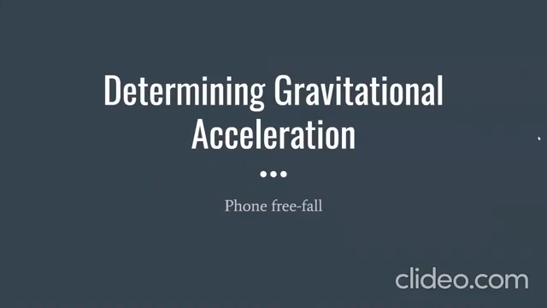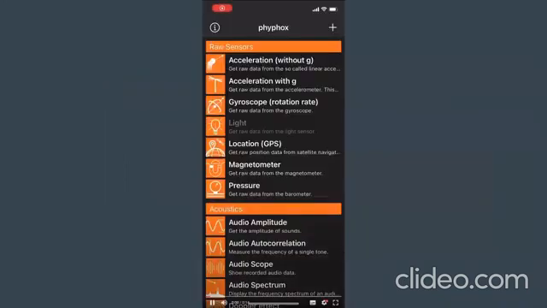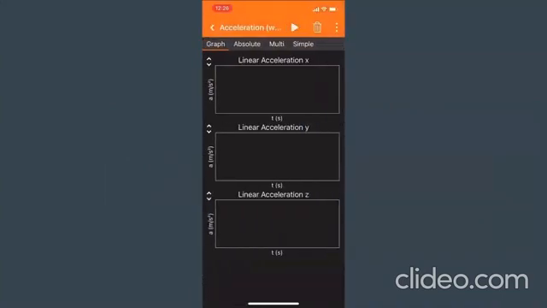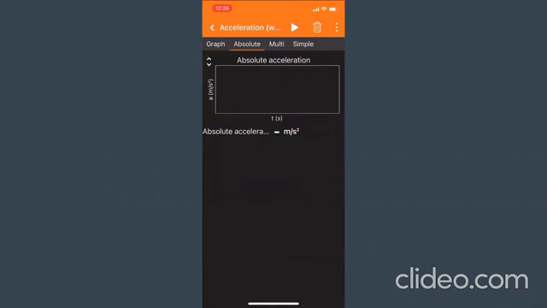In this video, the acceleration due to gravity will be determined through multiple trials of dropping a phone at zero initial velocity. For the purpose of this experiment, the Phyphox accelerometer that does not incorporate the gravitational constant will be utilized. Open Phyphox on the phone to be dropped and choose the top option, acceleration without g. Absolute acceleration is chosen instead of linear acceleration for each axis to take account for the phone rotation mid-fall, possibly resulting in inaccurate values.